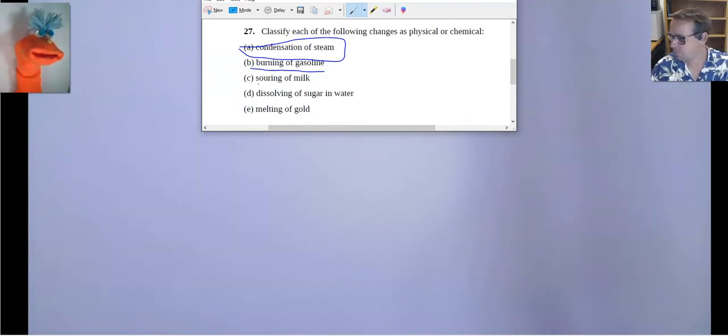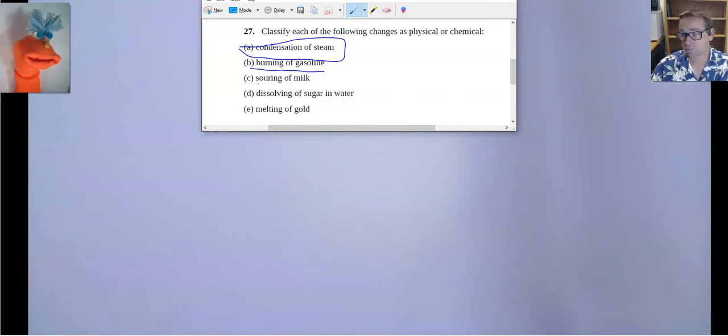All right, the souring of milk. What do you think? That's got to be chemical, right? Because you're changing it completely. That's right. It's changing from milk to, we're breaking up part of the sugars in the milk and creating different acids, right? Okay. Dissolving of sugar in water.